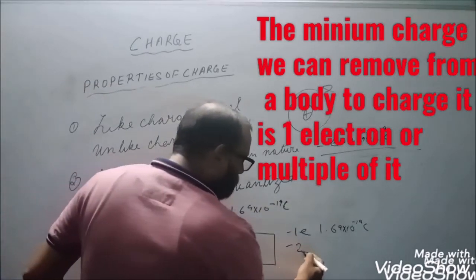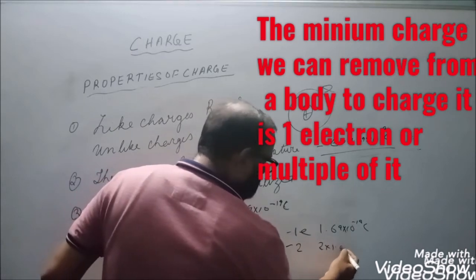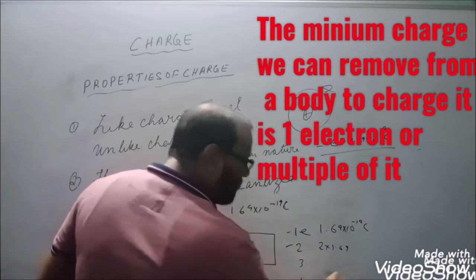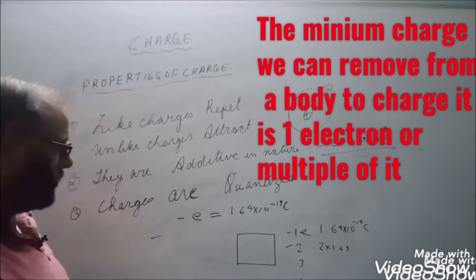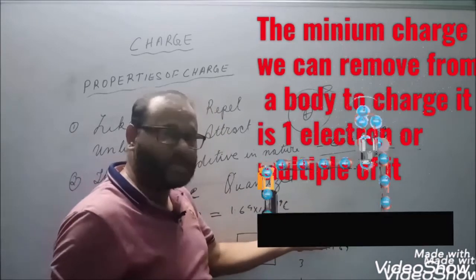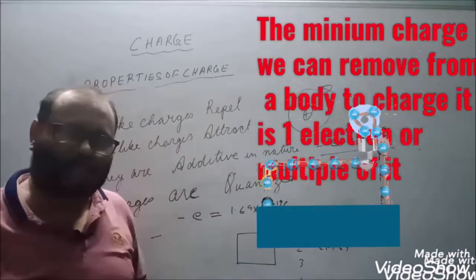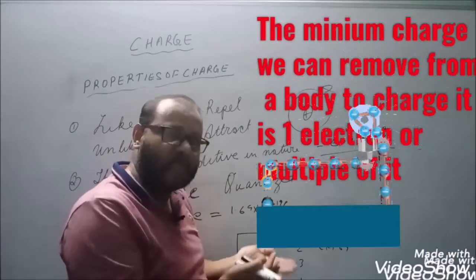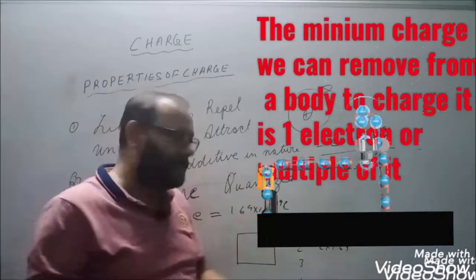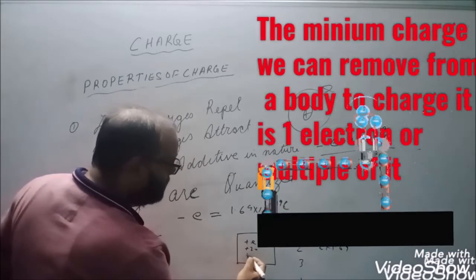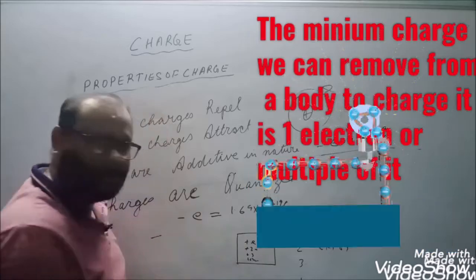If I remove 2 into 1.6e-19, if it is 3 into that, if it is 1000, 1000. So the number of charges I am removing is either 1.6e-19 or a multiple of it. Either the object itself, that is e, or a multiple of e. Same case was here: plus e, plus 2e, plus 3e, or plus 100e.